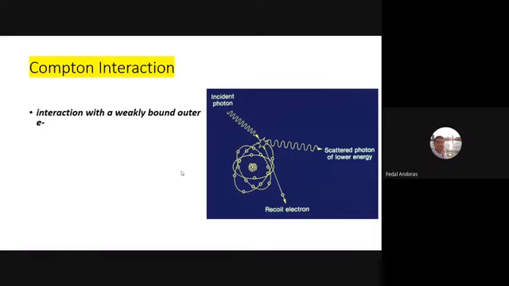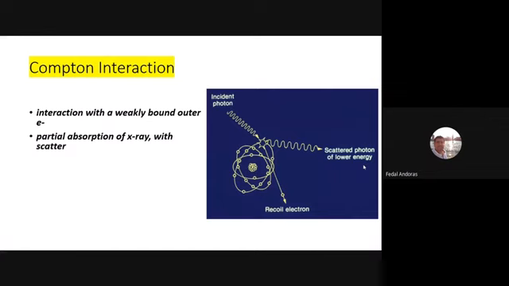Compton is the interaction with the weakly bound outer electron, while the photoelectric absorption was with the inner, highly tied electron. Here the incident photon comes to the loosely bound electron at the outer shell. It will just eject it, make a recoil electron, and as a result, part of the photon is scattered. So not all of the energy of the photon will disappear. Part of it will make an ionization, and part of it will be scattered.